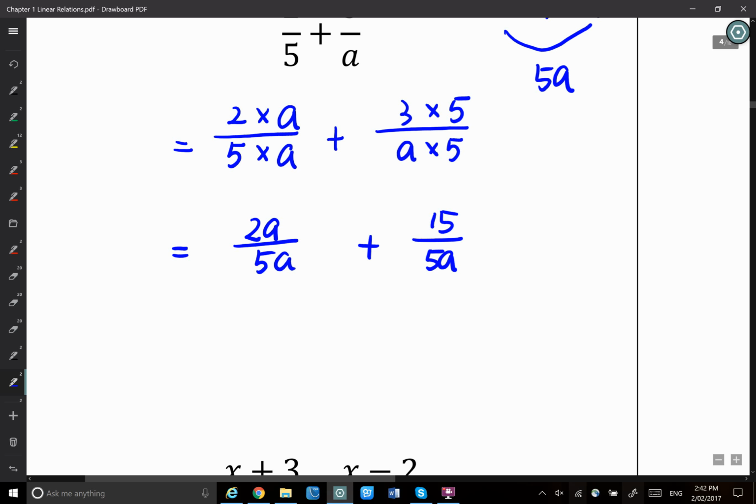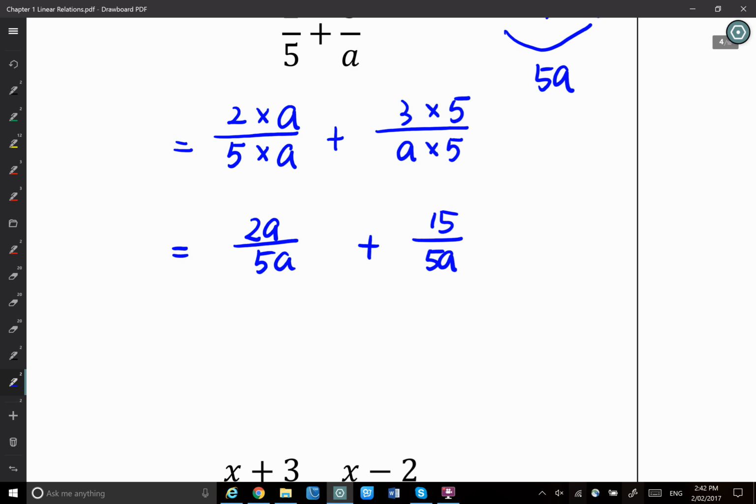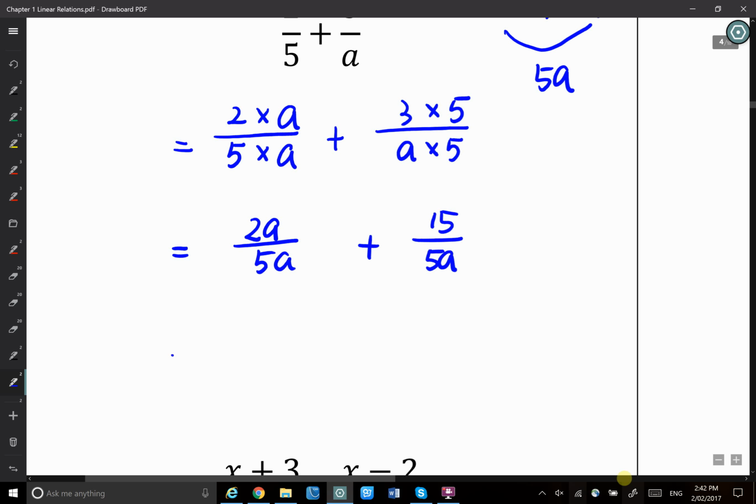Okay, when we do addition and subtraction, the denominator will not change. We will only add or subtract the numerators. So it will be 2a plus 15 over 5a.